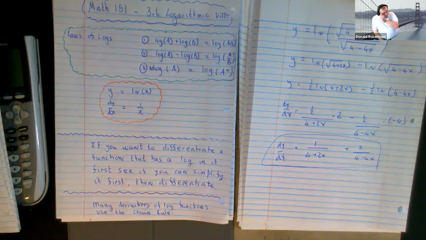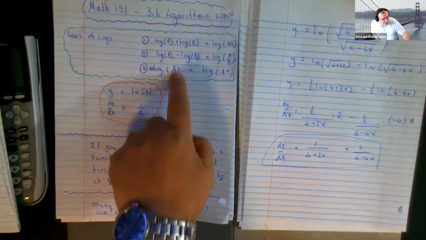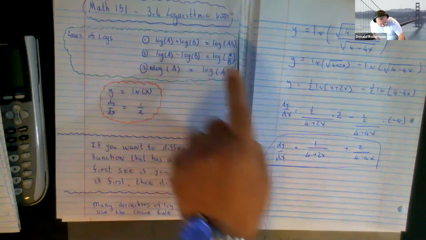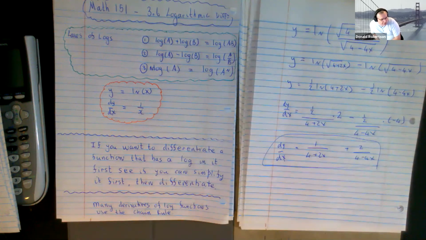So if you're trying to differentiate the log of something and the something is a little bit messy, there's a good chance that you could use some of these rules to turn it into something a lot easier to deal with and then just differentiate. That's kind of what we've been doing for the last 5 or so questions.